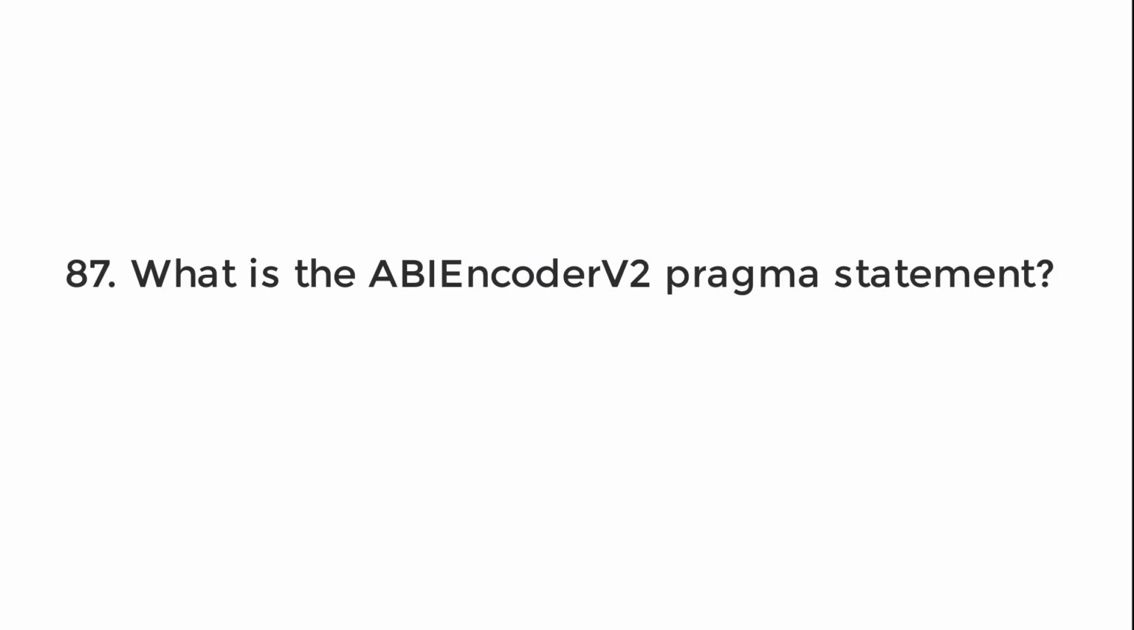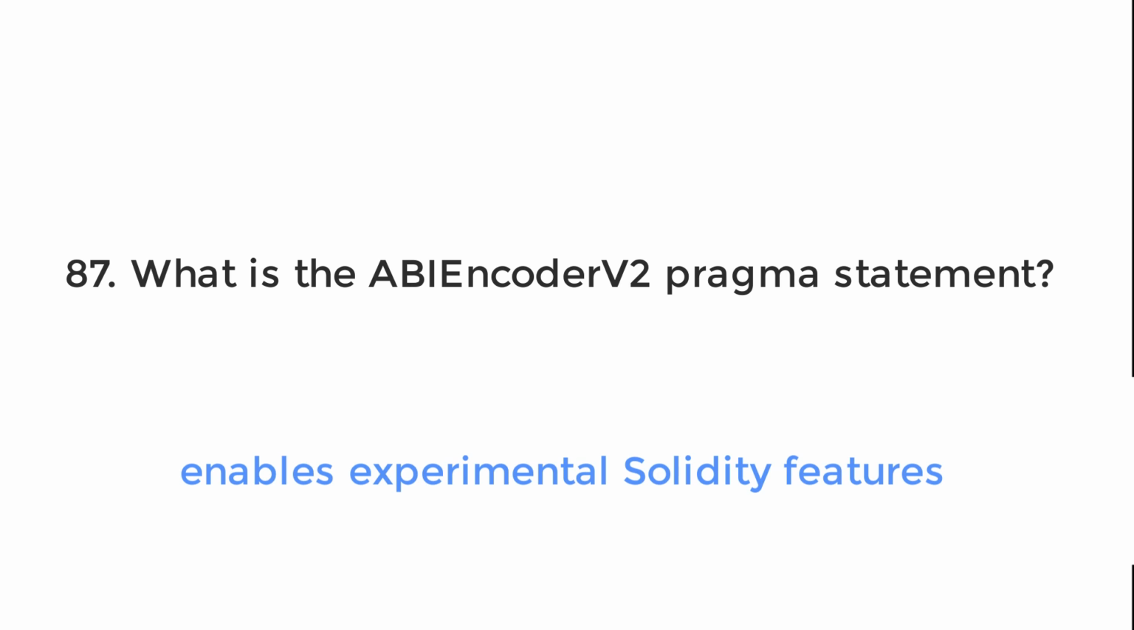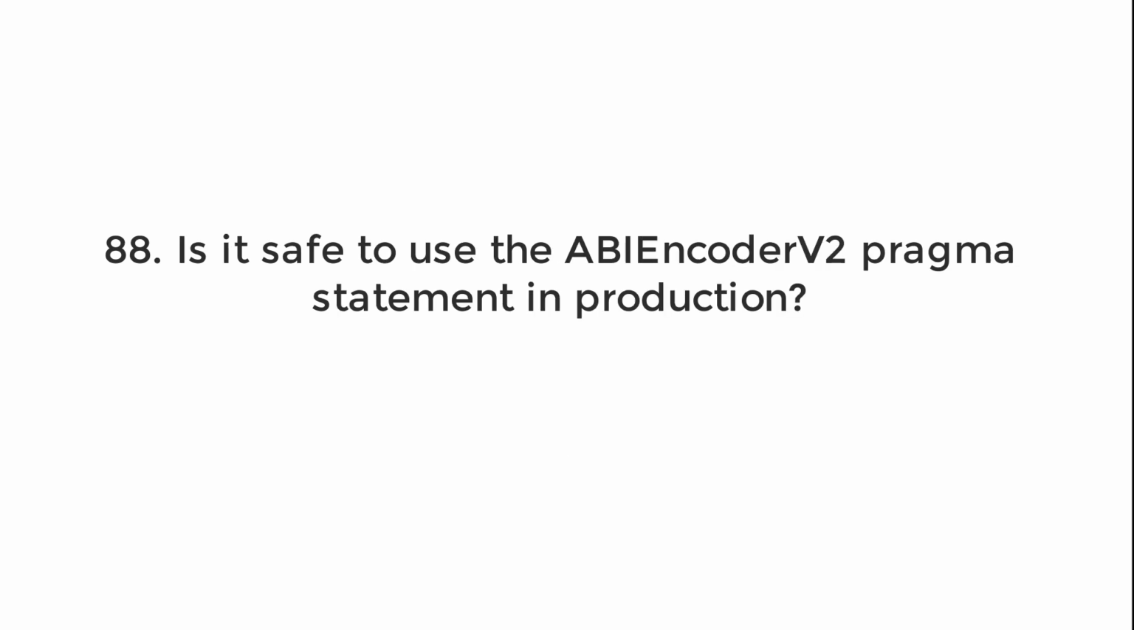What is the ABI encoder v2 pragma statement? This is a pragma statement that is used to enable experimental features not yet enabled in standard Solidity. For example, it enables returning a struct from a function called externally, which is not possible yet in standard Solidity. Is it safe to use the ABI encoder v2 pragma statement in production? No, it should only be used in development, not in production.